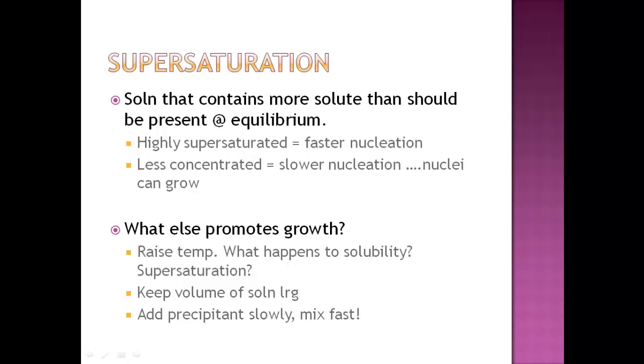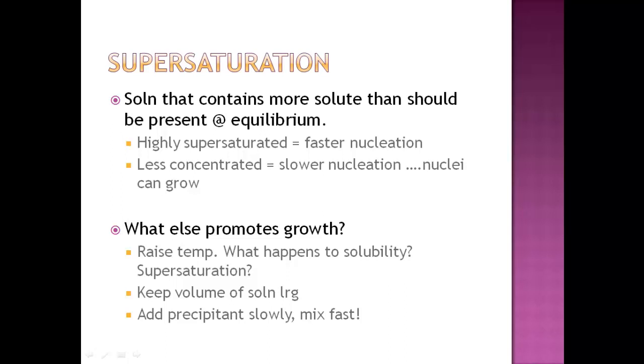So what are some techniques that actually promote particle growth? Obviously, you can raise the temperature. If it's too concentrated in there, just raise the temperature. If you do that, you increase your solubility. If you do that, obviously you're going to decrease your supersaturation. Another thing you can do is keep the volume of the solution really large. Obviously, if you put more volume in there, it's going to be more dilute, so it's not going to be as concentrated. Another really easy thing to do is actually just add the precipitate slowly. Don't mix it really, really fast. Give it some time to equilibrate and then add a little bit more.